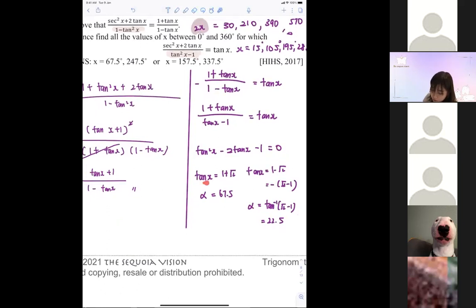So this is positive, first and third quadrant. This is negative. So this is second and fourth quadrant. So now you can find for x. First quadrant, third quadrant, second quadrant, fourth quadrant. Okay, this side be careful.